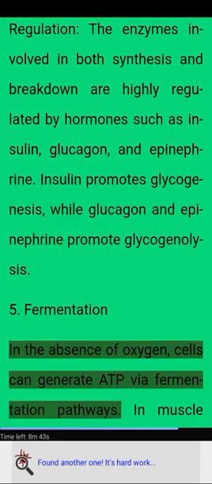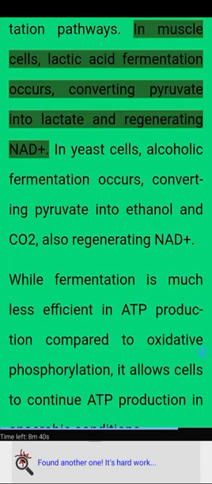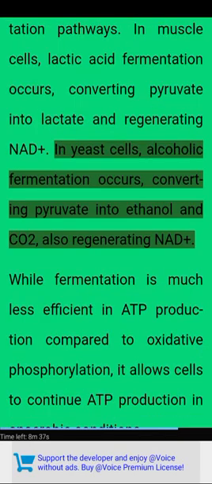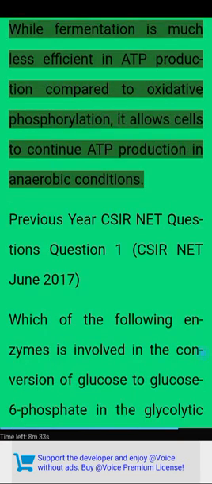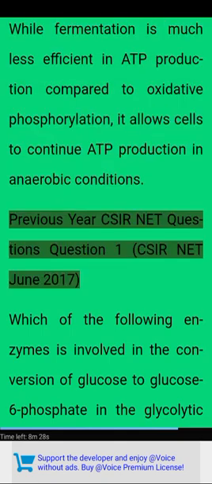5. Fermentation. In the absence of oxygen, cells can generate ATP via fermentation pathways. In muscle cells, lactic acid fermentation occurs, converting pyruvate into lactate and regenerating NAD+. In yeast cells, alcoholic fermentation occurs, converting pyruvate into ethanol and CO2, also regenerating NAD+. While fermentation is much less efficient in ATP production compared to oxidative phosphorylation, it allows cells to continue ATP production in anaerobic conditions. Previous year CSIR NET questions.